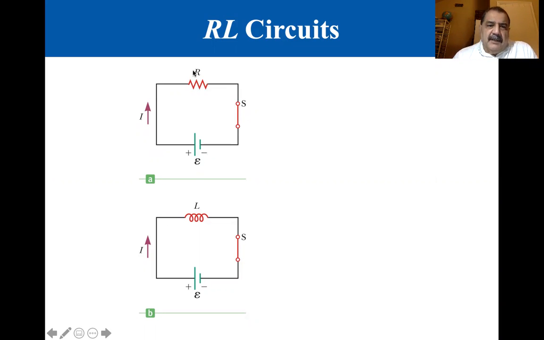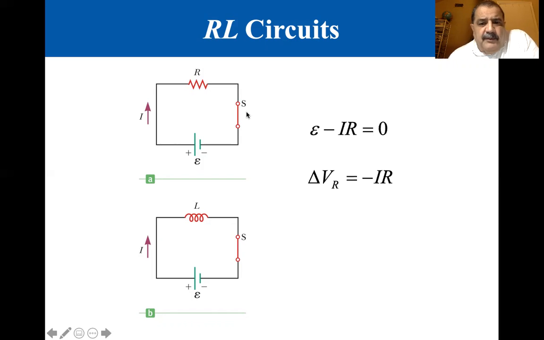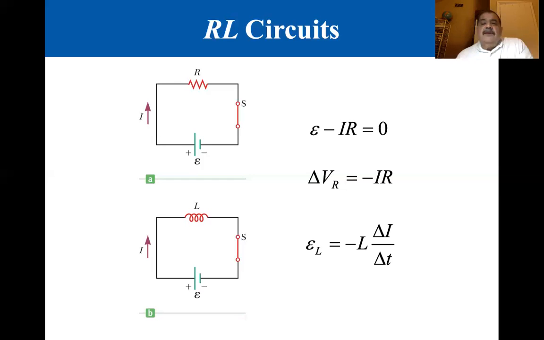We have just a resistive circuit, and we know from Kirchhoff's laws that the sum of the voltages across the circuit has to equal zero. So we have plus E coming out, and then we have a minus IR across the resistor. So that's it for a purely resistive circuit. The delta VR is equal to minus IR. And now for an inductor, EL is equal to minus L dI/dt, the changing current.